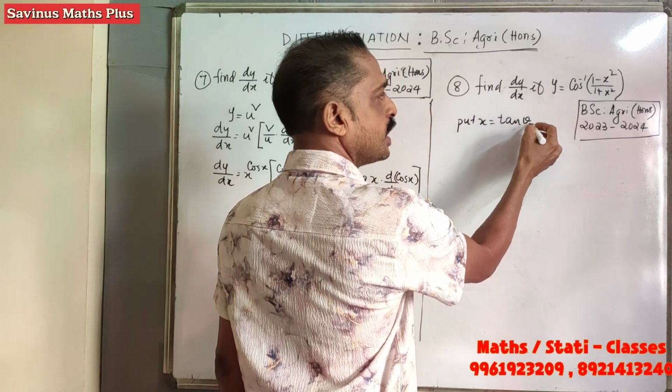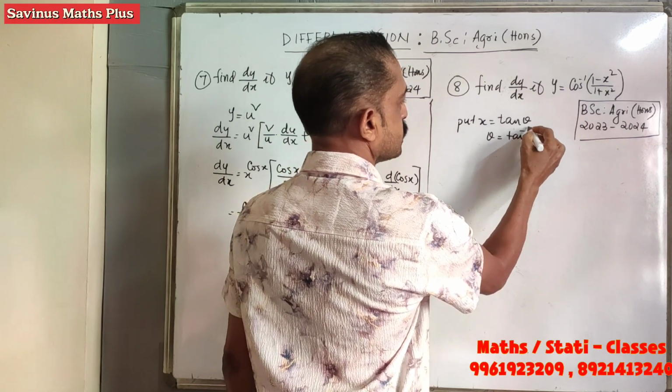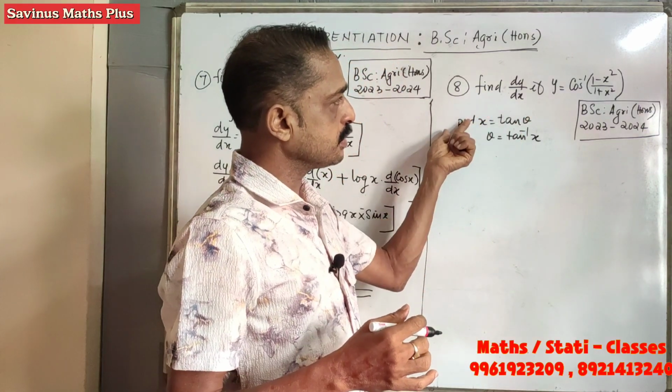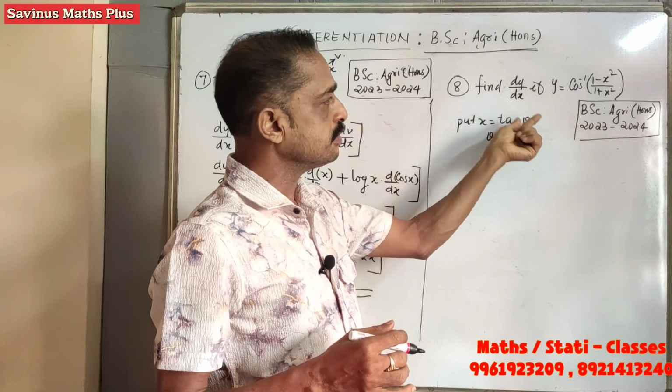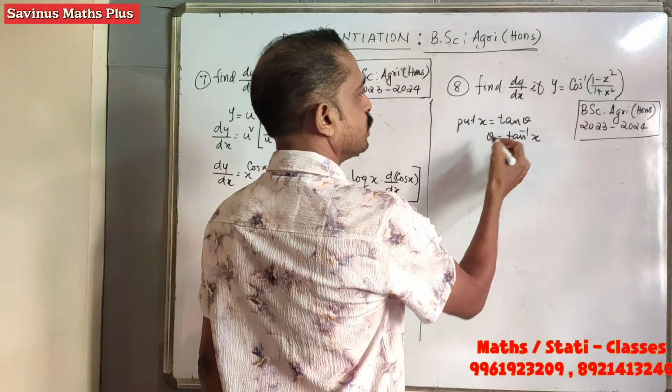If x is equal to tan theta, what will be theta? Theta will be tan inverse of x. Tan theta is equal to x, so theta is tan inverse of x. So now, substituting x equal to tan theta.